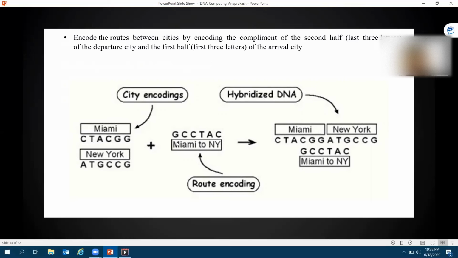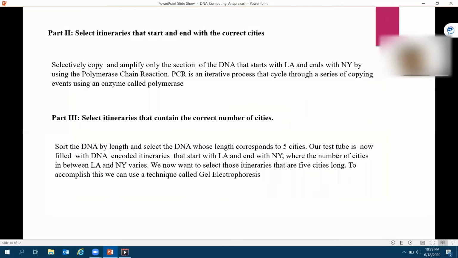So the route encoding for Miami to New York would be GCCTAC, and likewise we will encode all the possible combinations of cities, all the possible combinations of paths and the corresponding cities which will come in between the path.